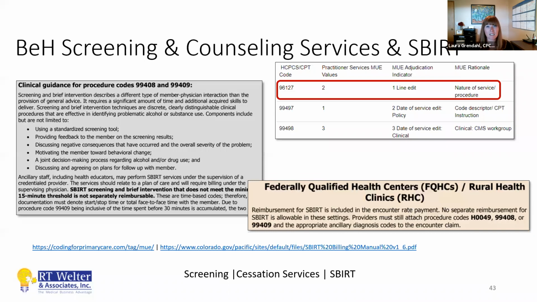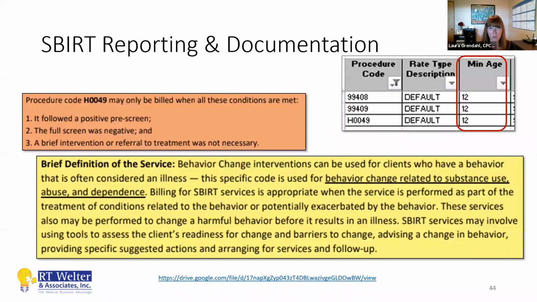So 96127 does not have any type of age requirement to it, right? That is your screener questions. Those are your CRAFFT, your PHQs, all of those things. Those are the questions you're screening for. However, when we move into the SBHC codes, this is where we see the minimum age requirement.